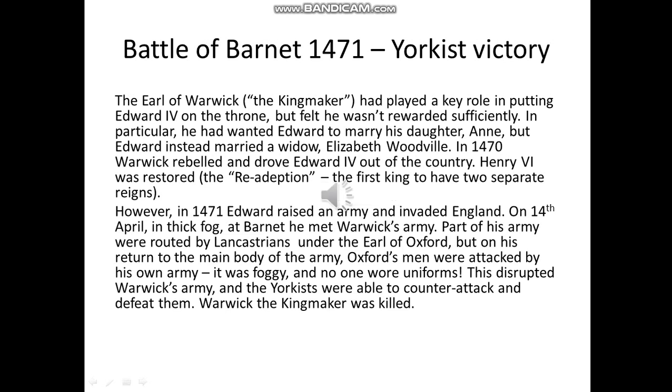Edward was able to raise an army with which he invaded England, and on the 14th of April, in thick fog, his forces met Warwick's army, and in the fighting Warwick was killed.